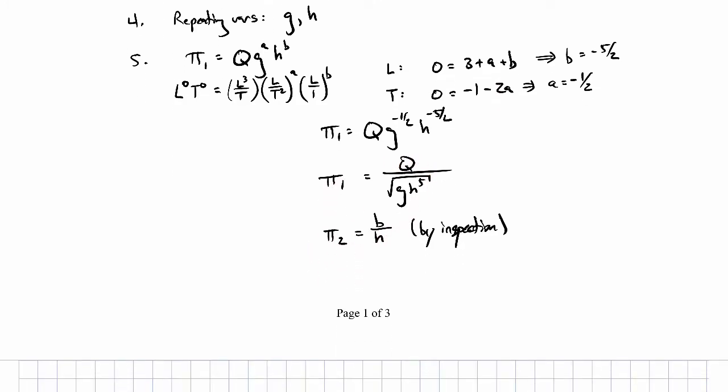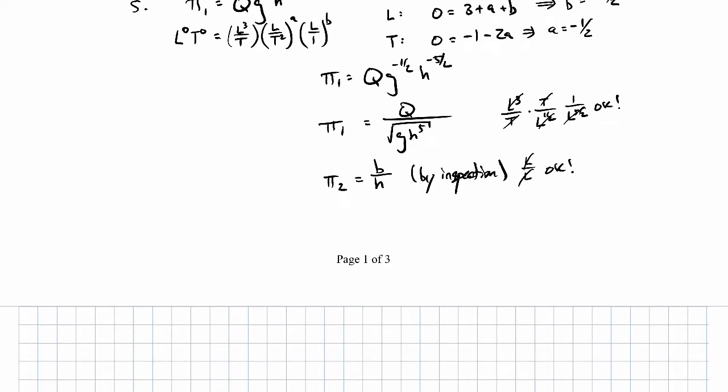Now let's just verify that those are indeed dimensionless. Pi 2 is pretty obvious. It's just a length over length, so that one's okay. Pi 1 will be a length cubed over time for the q, dividing through by square root of gravity, so that'll be t over L to the 1/2, and dividing through by h to the 5/2, so that'll be 1 over length to the 5/2. So the t's cancel out. In the denominator, L to the 1/2 times L to the 5/2 will be L to the 6/2, which is L cubed, and that cancels out with that L cubed. So this one's okay as well. It's good to just double check.